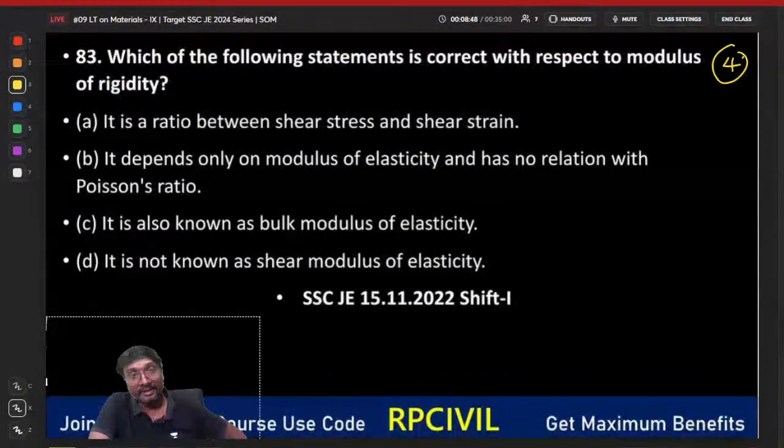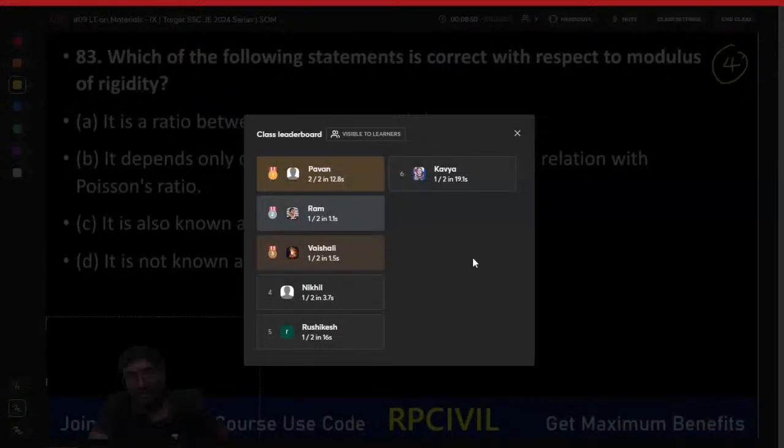Yeah, this is the leaderboard, you can say, right? What is this one? This is the leaderboard. Yeah, party you will give. Okay, very good. Tablet party.